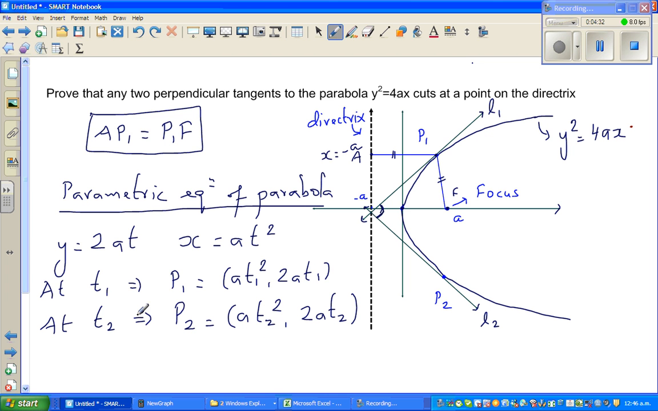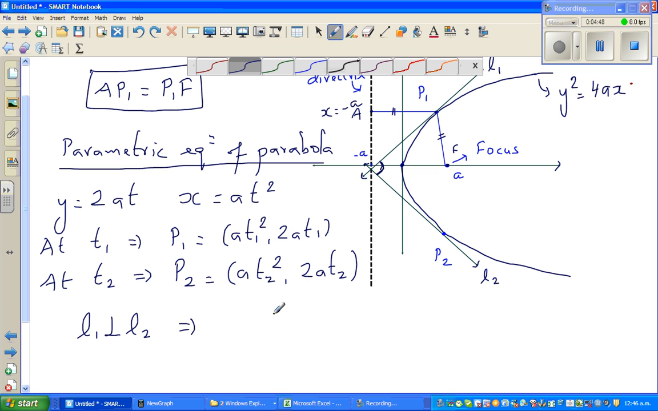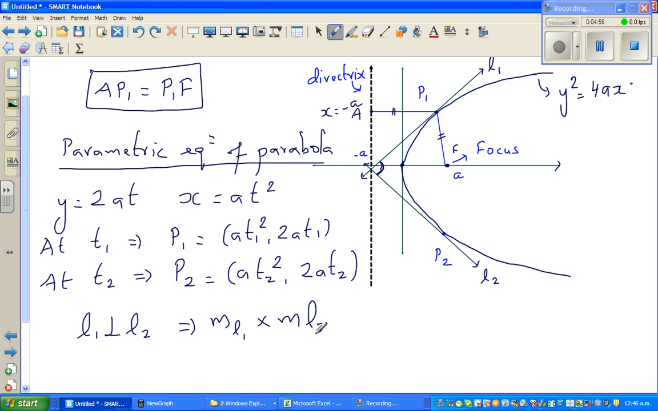Okay, so what do we know? These are the facts that we can say. L1 is perpendicular to L2, which implies, let me write like this, if two lines are perpendicular, the product of the gradients would be -1. So I can say ML1 times ML2 is -1. So these are the facts that we know.